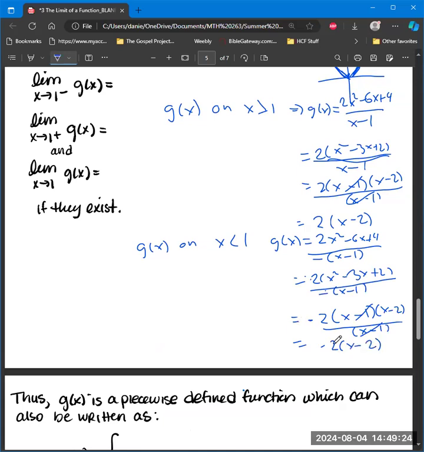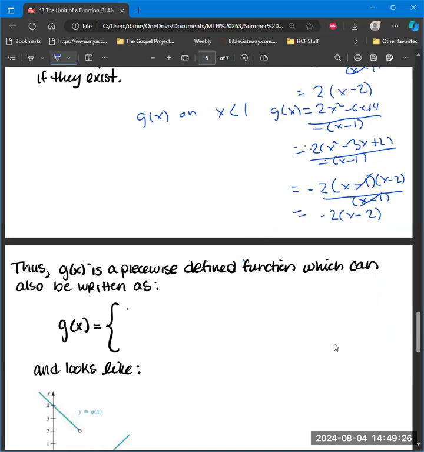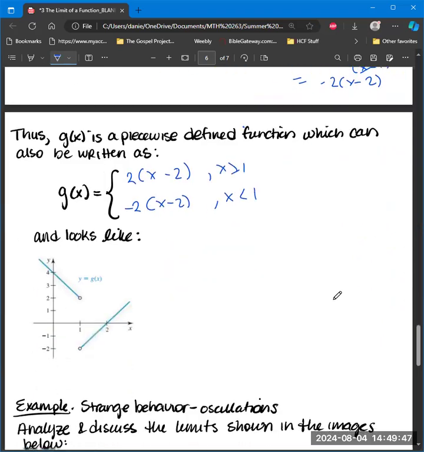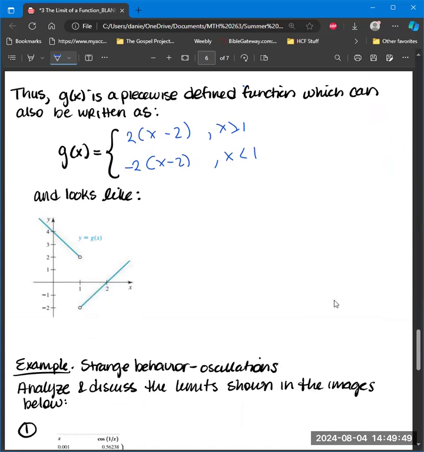So that gives us 2 times x minus 2 when x is greater than 1, and negative 2 times x minus 2 when x is less than 1. But we don't have a value when x equals 1 because we'll get 0 over 0. So that's going to look like this.